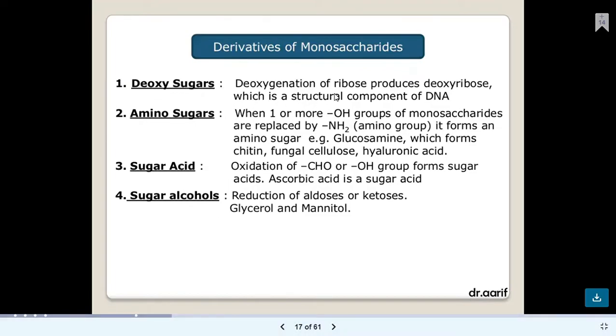Deoxy sugars, you all know, are mainly a structural component of DNA. Amino sugars are mainly found in the amino acids. Sugar acids, for example, you have ascorbic acid. Sugar alcohols are formed by reduction of aldoses or ketoses, like glycerol and mannitol.